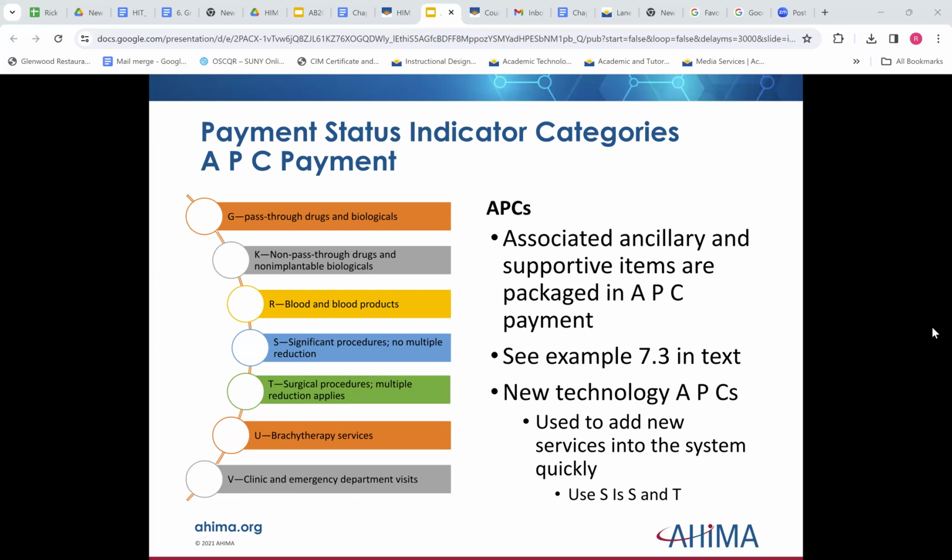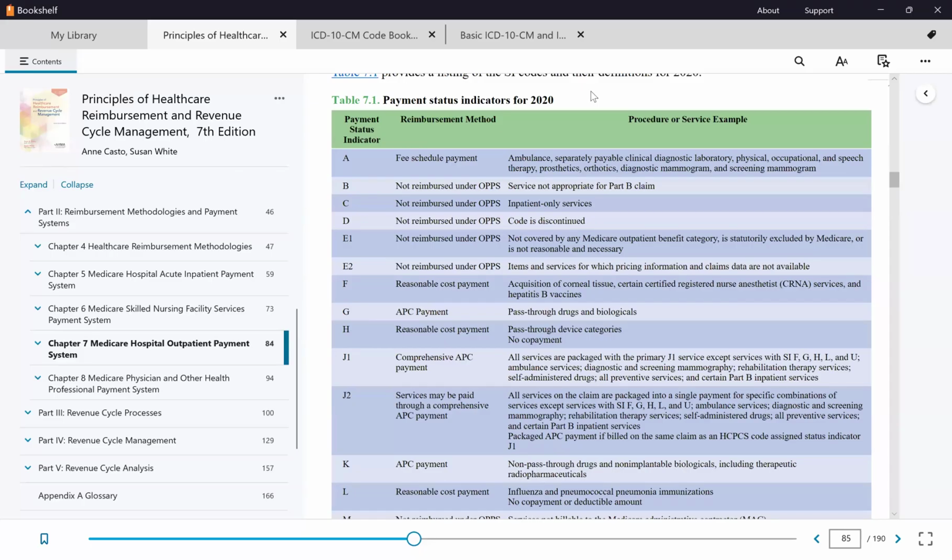So we can see an example of this in 7.3 that'll spell out some of the things that we see on the left-hand side of the slide. And again, you can see the status indicator over here. If it's A, it's going to be fee schedule. If it's B, it's not reimbursed. G is APC, and then the pass-through, which we'll get into in a little bit, and so on.